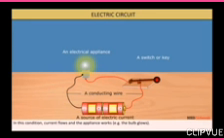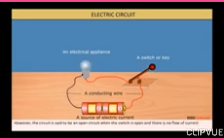Example, the bulb glows. However, the circuit is said to be an open circuit when the switch is open and there is no flow of current.